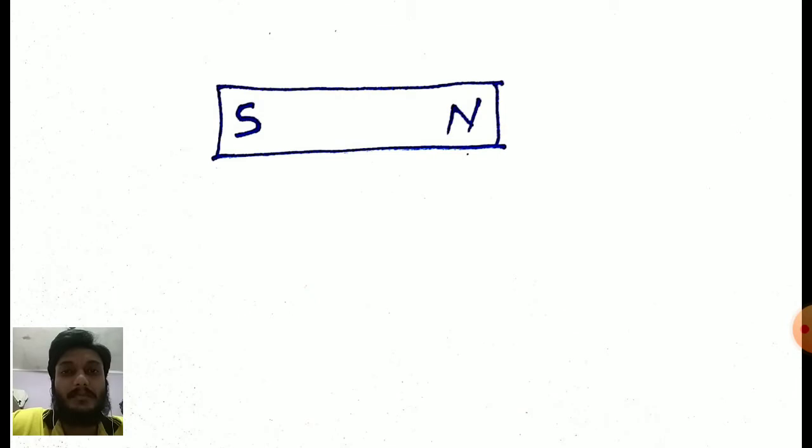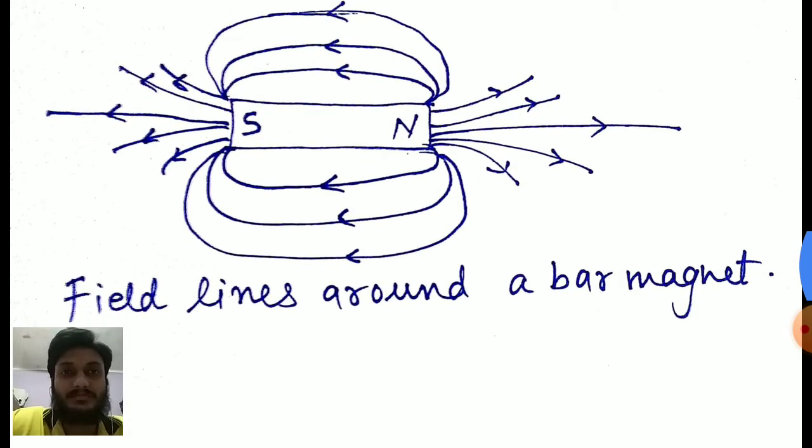Suppose we take one bar magnet. You can see here one bar magnet. At the right side it is written N, at the left side it is written S. N represents north pole, S represents south pole, and we can see how the magnetic field lines are around a bar magnet. Okay, you can see the directions. So this is the schematic diagram.